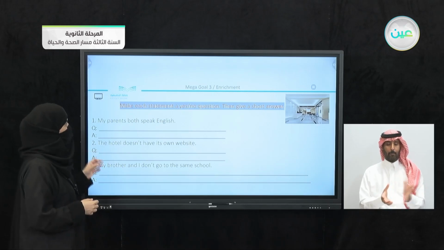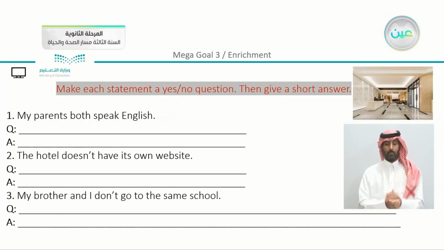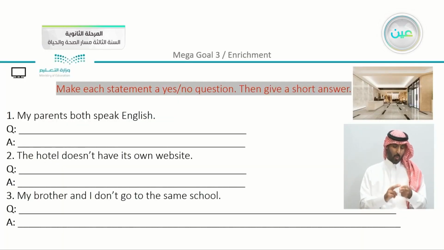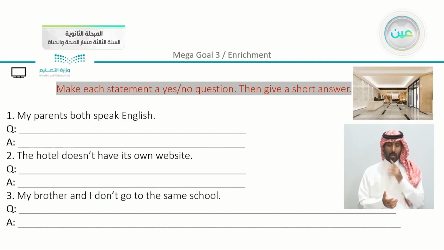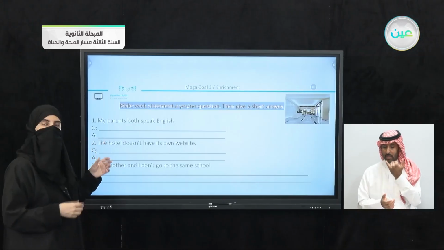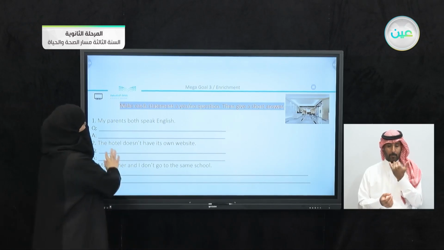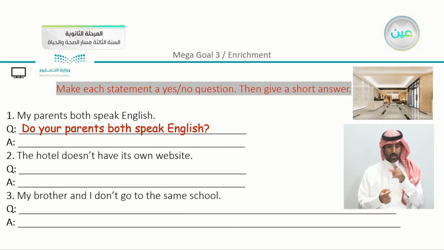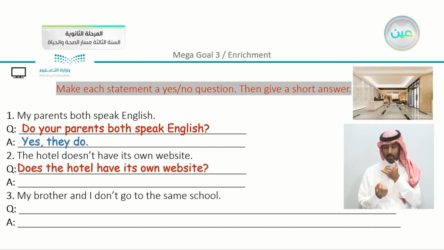Now just to apply here, make each sentence a yes-no question, then give a short answer. So we have here, my parents both speak English. Here we have plural, my parents. So we can ask the question, do your parents both speak English? Of course, you can answer either yes, they do, or no, they don't. It depends on what your answer is.